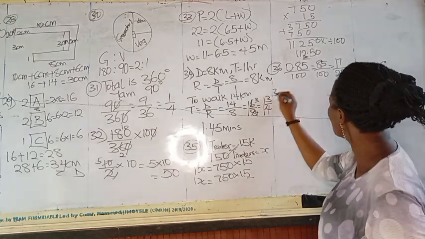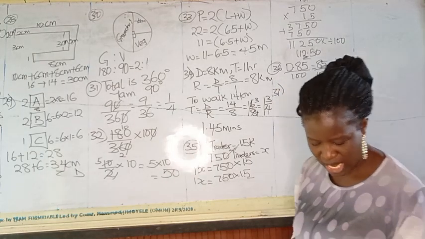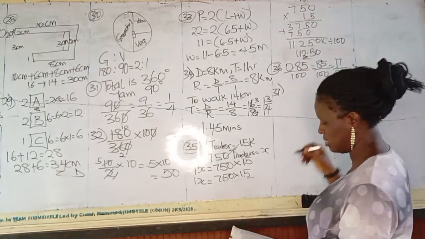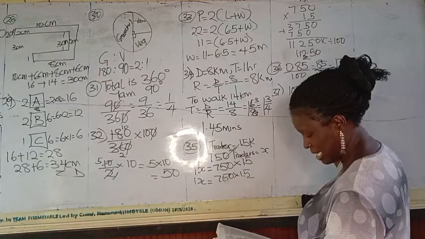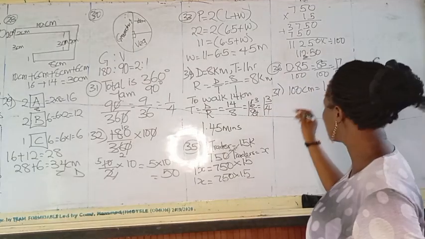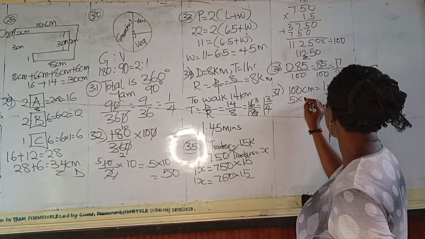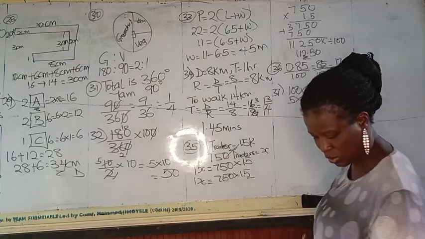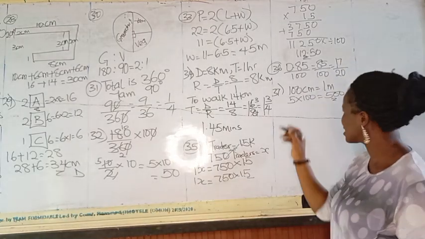Number 37 question. How many centimeters are there in 5 meters? Let's take this. 100 centimeters is equal to 1 meter. And we are told that we have 5. So that will be 5 times 100, which is equal to 500. So that is option C.